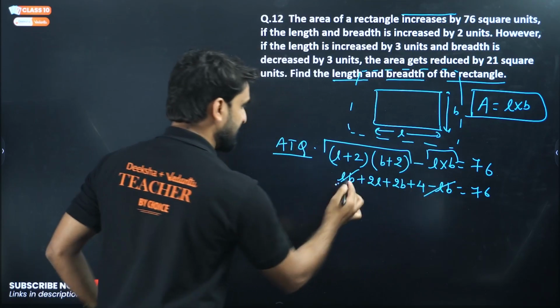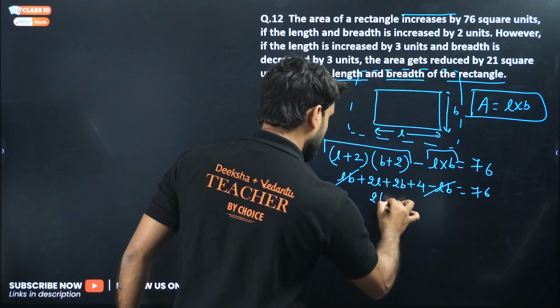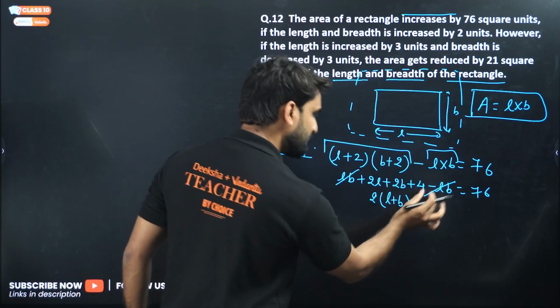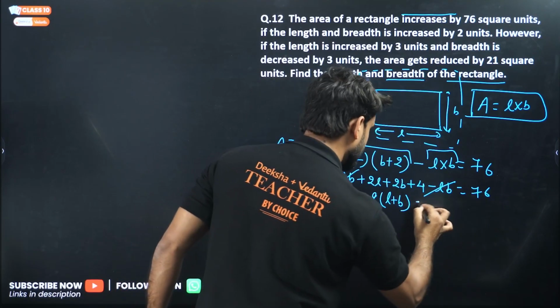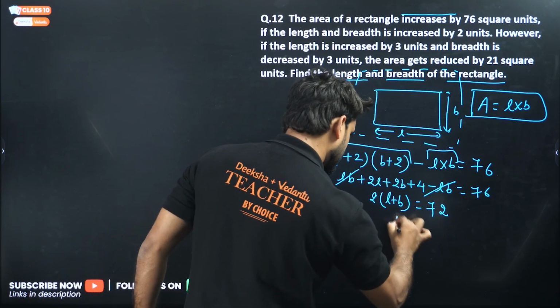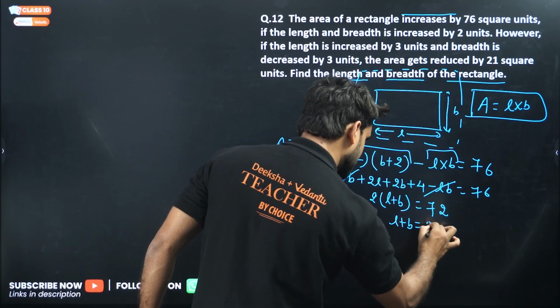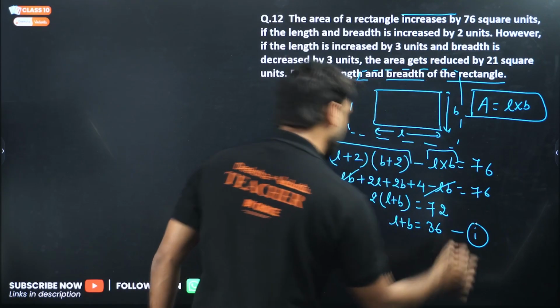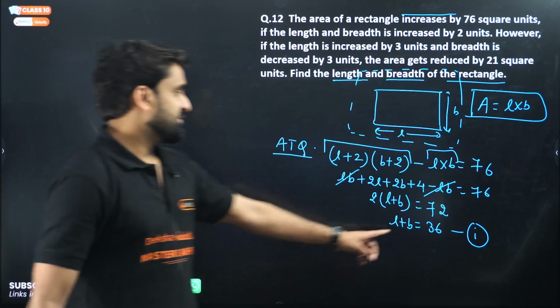So LB is cancelled here. Can we take 2 as common here? So this is 2 into L plus B. And we can shift this to this side, so this will be 72. On dividing, L plus B we are getting as 36. Please call it equation number 1. So the first equation is here.